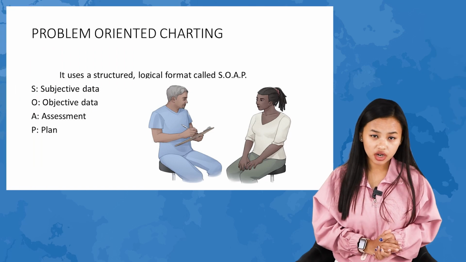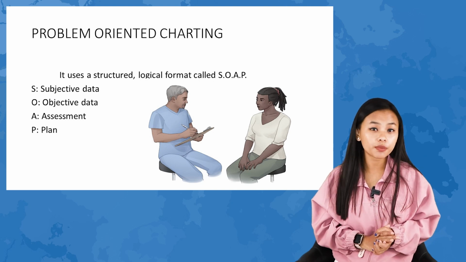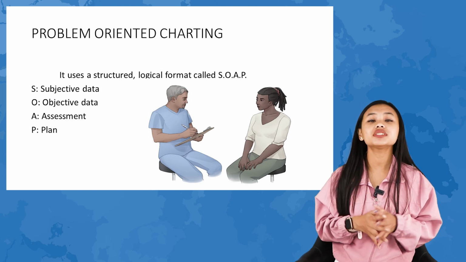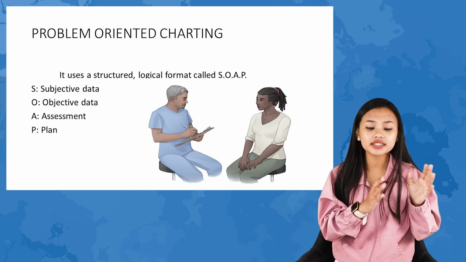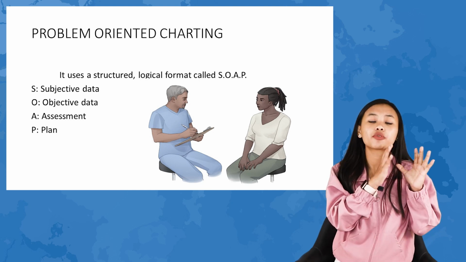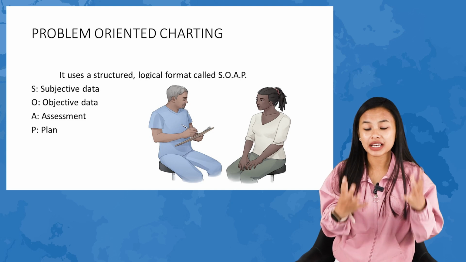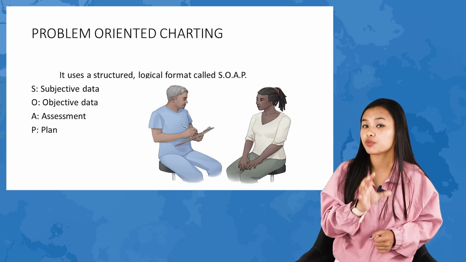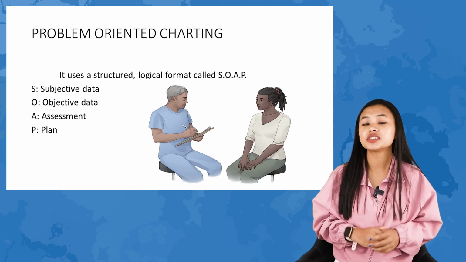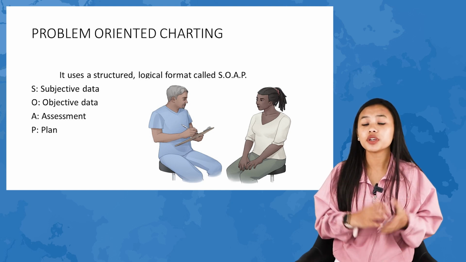This problem-oriented charting also uses a structured and logical format which is called SOAP, S-O-A-P. So here S stands for subjective data, the O stands for objective data, the A stands for assessment, and the P stands for plan. Since it is problem-oriented charting, in order to get to know about the problem of the client, we will first be collecting the subjective data, which means the information which we will be getting from the client, the problems which we will be hearing from the client.